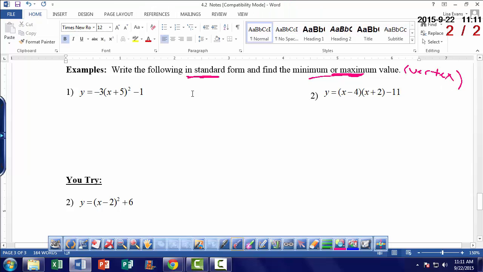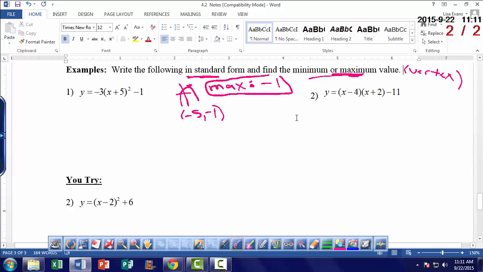Okay, step 1. This is in vertex form, so I can find a lot of this information without putting it in standard form. I see that it opens down. So if it opens down, I'm going to have a maximum value. My maximum value is going to be the y of our vertex. My vertex is -5, -1, so my maximum value is -1. That answers the second half of the question.